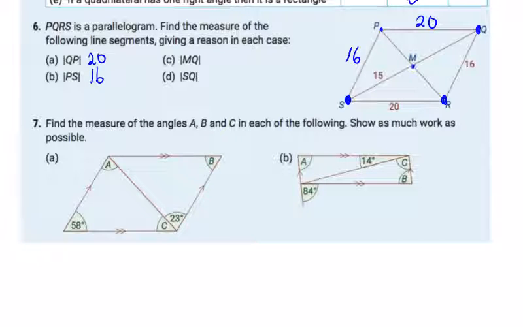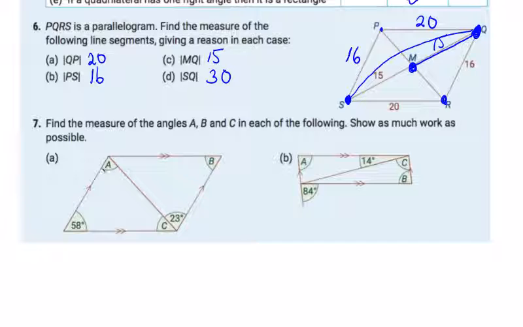MQ, so now we're looking for the bisector. Obviously when you know these rules, you just write 15 here because the other side is 15. And this becomes really easy. And SQ, well, SQ is just 15 plus 15. We're making two jumps of 15. So SQ is 30.